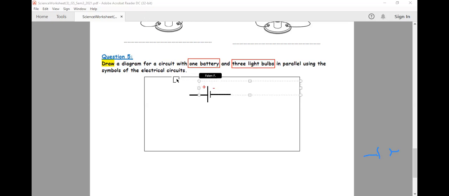Okay, they didn't say a switch, so no need to add a switch. Now, what should I draw? How many light bulbs? 3 light bulbs. How do I draw a light bulb? A circle and then an X in the middle. Bravo.